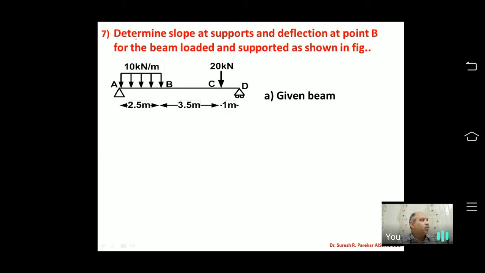So we have 10 kilonewton per meter and this 20 kilonewton load. We are interested to determine the slope at the supports and the deflection at B. So we have to find deflection at B, and then slope at A and slope at D. Now we will go with this.